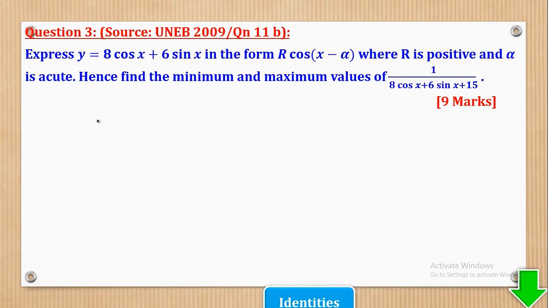So now we shall go to question 3. Question 3 came from UNEB 2009, paper 1, question 11b, and says that express y, which is equal to that, in the form r cos x minus alpha, where r is positive and alpha is acute, and let's find minimum and maximum values of this reciprocal.